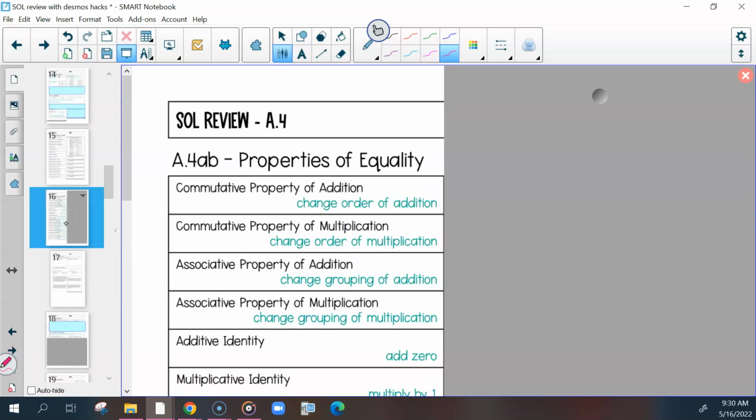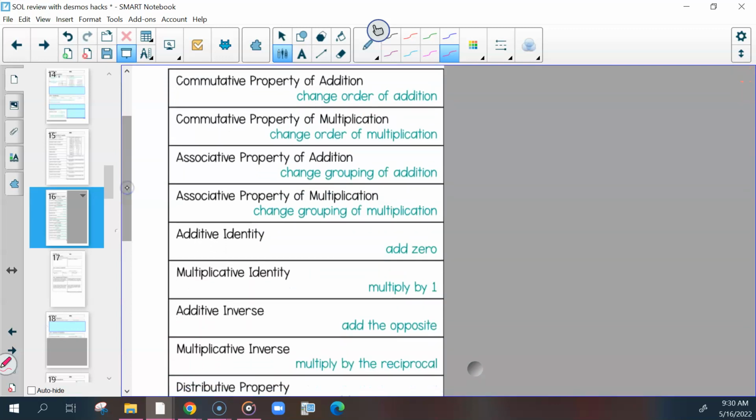It's a lot of steps. Don't feel like you have to write every single word down, but I am going to read through them. For commutative property of addition, that's the change order of addition. For multiplication it is the change order of multiplication. Associative property of addition is the change grouping of addition. And then for multiplication, same thing, change grouping of multiplication.